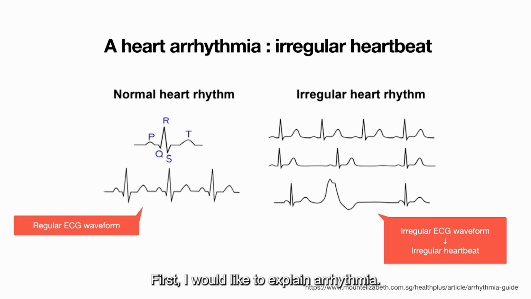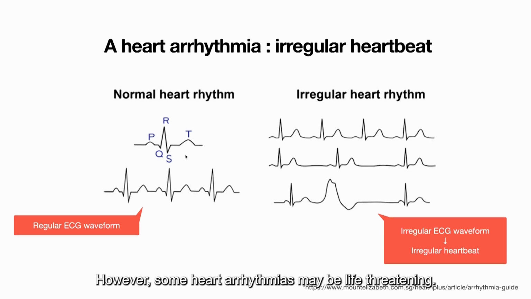First, I'd like to explain arrhythmia. According to my clinic's homepage, heart arrhythmia is an irregular heartbeat. Heart rhythm problems occur when the electrical signals that coordinate the heartbeat don't work properly. The faulty signaling causes the heart to beat too fast, too slow, or too irregularly. Heart arrhythmia may feel like a fluttering or racing heart and may be harmless. However, some heart arrhythmias may be life-threatening.